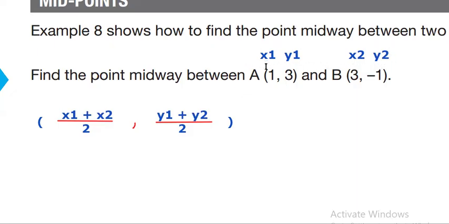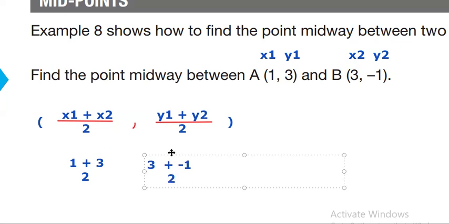So we add the x's, which is 1 and 3. So 1 plus 3. And then we divide them by 2, like this. Okay. Same idea with the y's. We add the y's, which is 3 and -1. So it's going to be 3 plus -1, like this. And then divide them by 2.